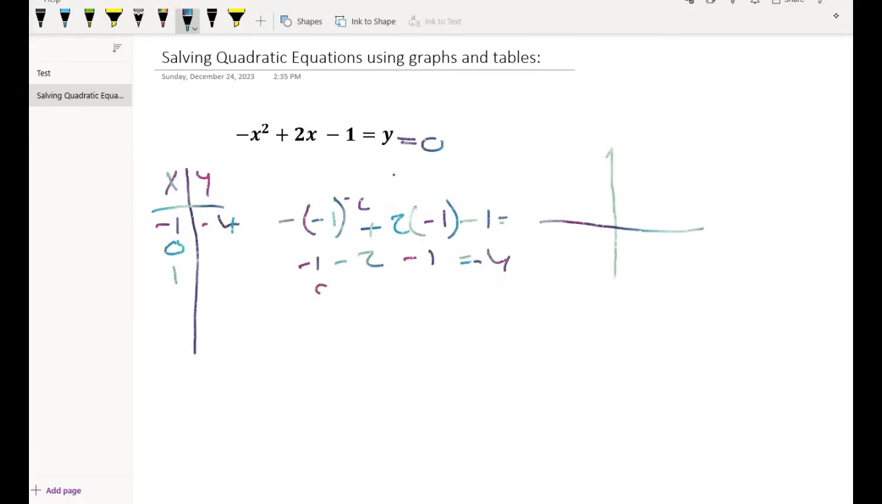Now what's happening if we put 0 in there? We have 0 plus 2 times 0 is 0 minus 1, which is minus 1. What happens if you put 1 in there? We got minus 1 squared is 1, plus 2x, which is 2 times 1, which is 2, minus 1 adds up to 0.